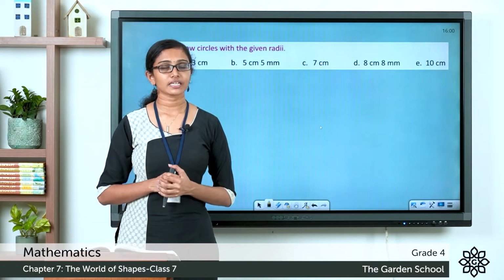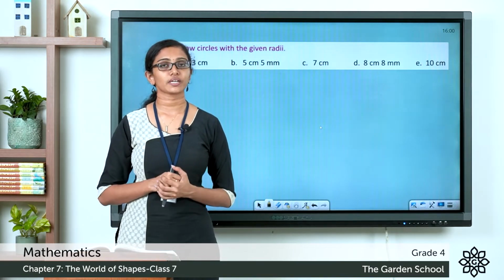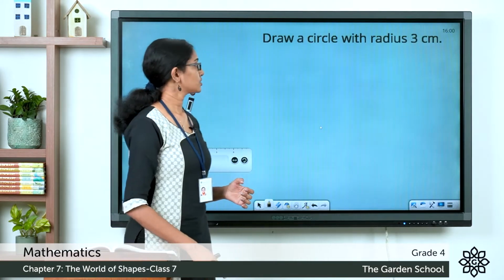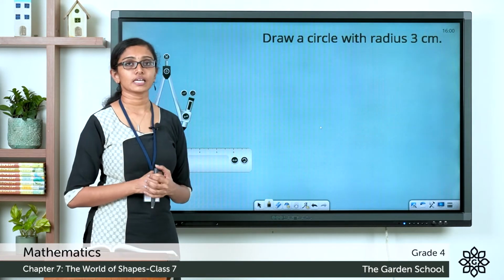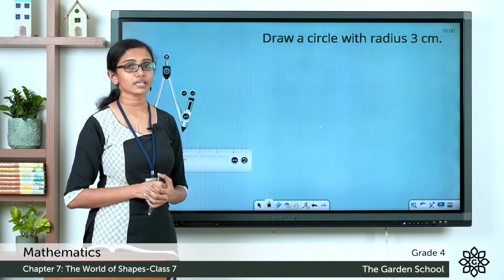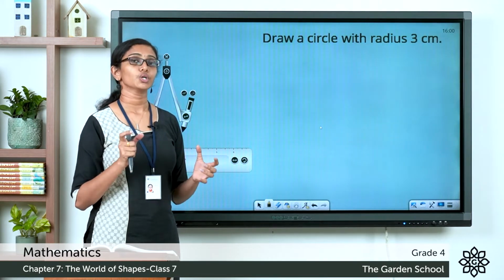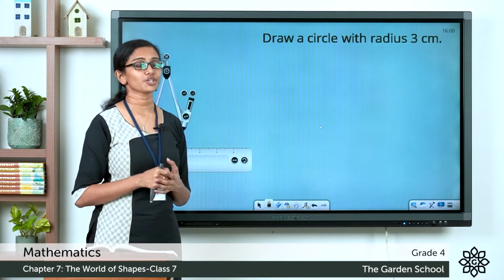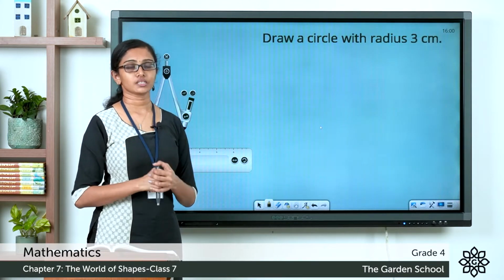Let's work out that question here in class, and then the rest of the questions you have to do yourself in your notebook. So a circle with radius 3 cm. What are the steps? The first step is to draw a line segment with the ruler and the pencil, and this is going to be the radius of the circle.